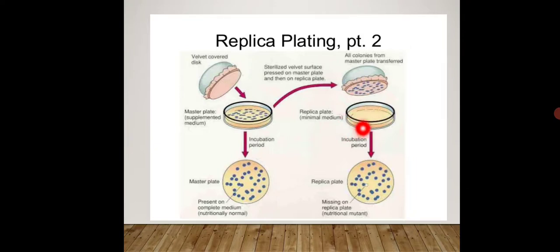So when you replicate onto this minimal medium, allow the plate for incubation. Before incubation you have to put up a mark so that you can identify which colony has developed and which colony has not developed. Here you can see the identification. Two colonies are grown together, but here just one colony is developed and the second colony is absent. It indicates that there has been a mutation in this colony and hence it is not developed.